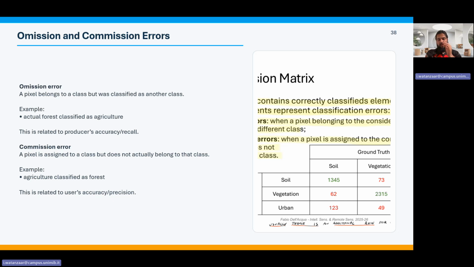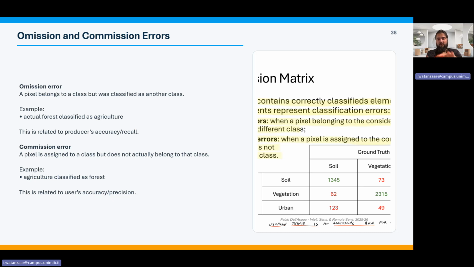Now let's discuss the commission error. In short, with the omission error we are making a mistake. In the commission error, a pixel is assigned to a class, which looks like the reverse order of the omission error, but it does not actually belong to that class. It means it is also misclassified.